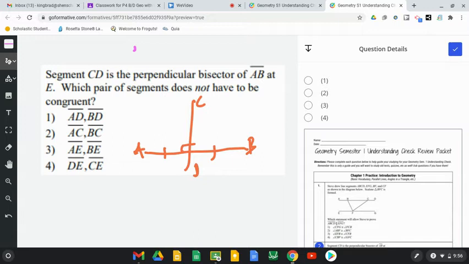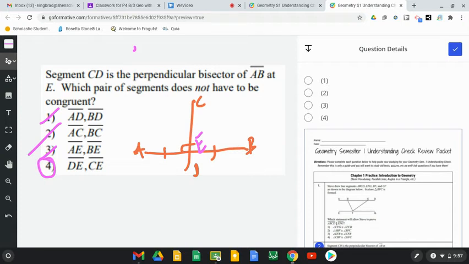which pair of segments does not have to be congruent? So does AD and BD have to be congruent? So that's right here, AD, BD. Well, that's true. Those have to be congruent. What about AC and BC? Well, that's just like the last one. Those have to be. AE and BE. Well, wait a second. Where's E? Oh, that's where they intersect. And that's what I already have marked. So my correct answer is number 4.